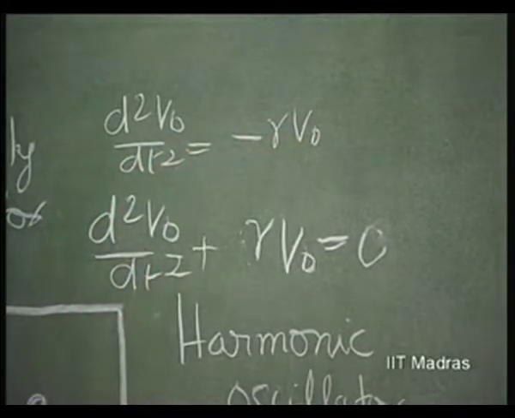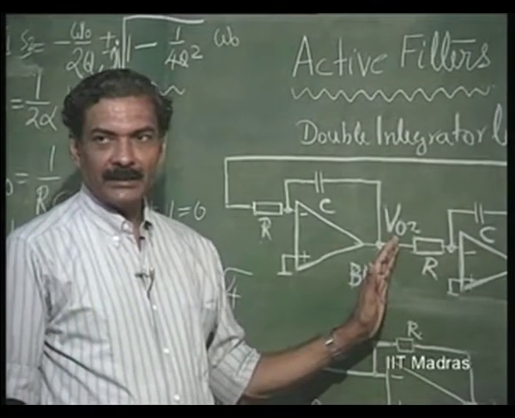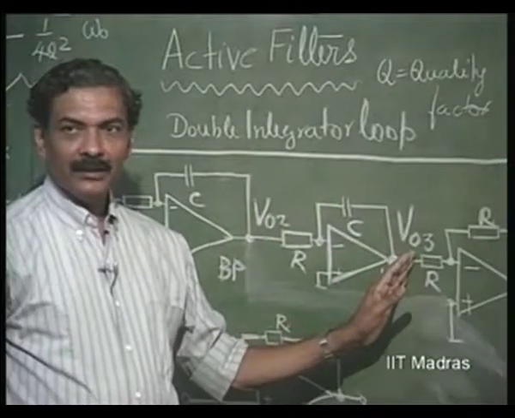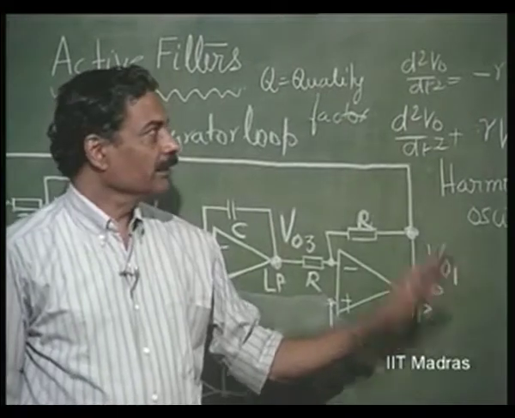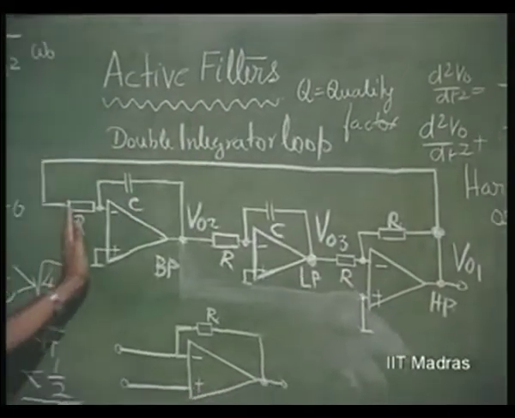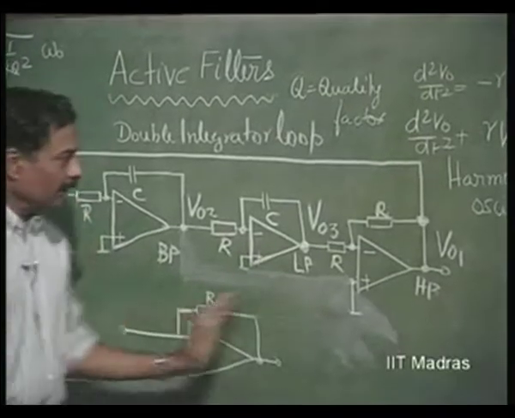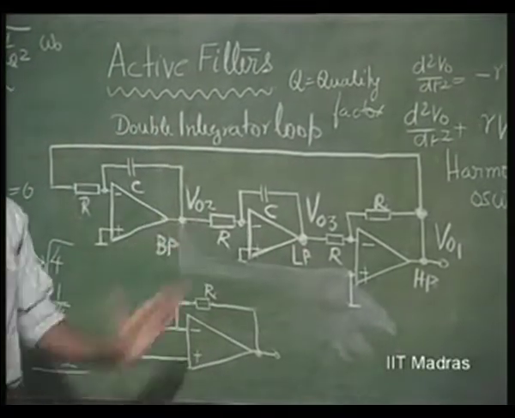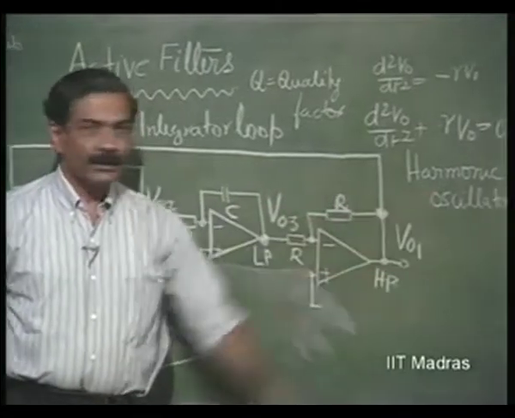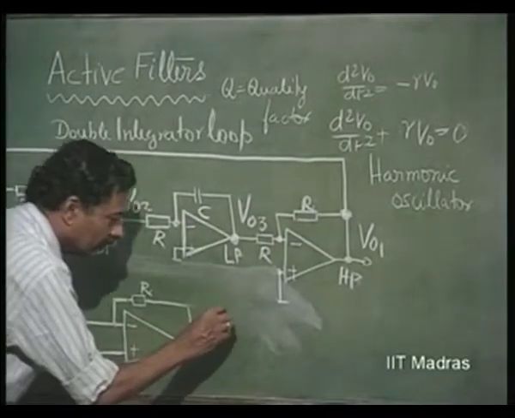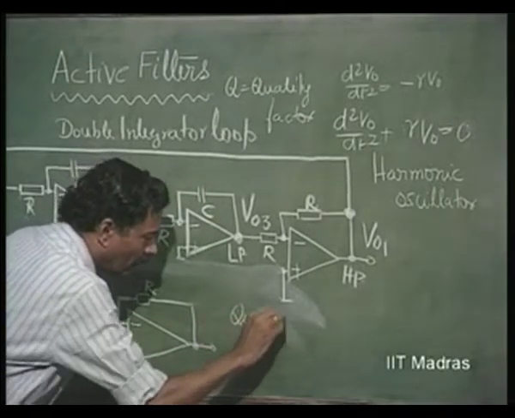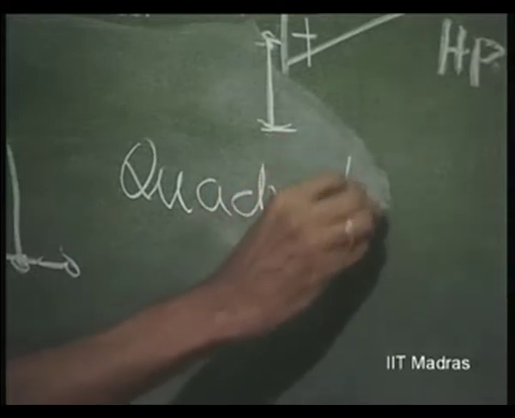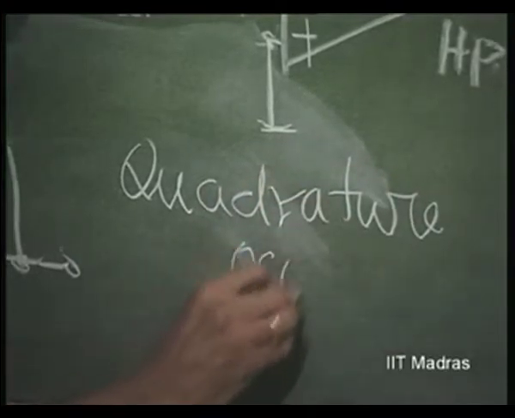So, let us see whether this is what it is. d squared v naught by dt squared is this. This will be minus dv naught by dt. This will be v naught. This will be minus v naught into some constant. So, that is made equal to d squared v naught by dt squared. So, this double integrator loop is very famous as a harmonic oscillator, or it is also called a quadrature oscillator.